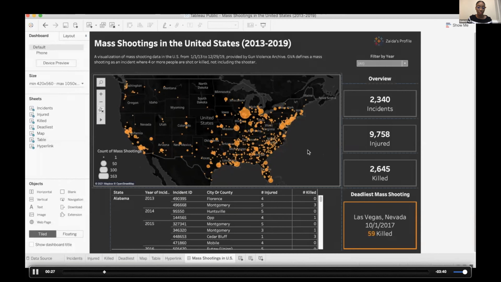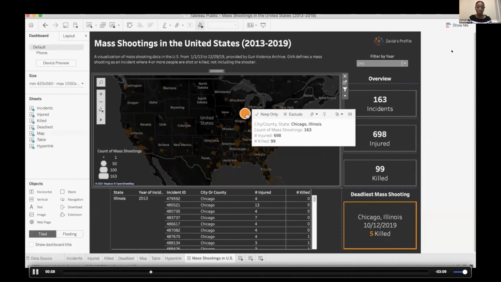If you take a look at the map, you can see that each orange dot represents a city where 1 or more mass shootings occurred. According to the legend here, the larger the dot, the more mass shootings that occurred in that location. There is one large dot that stands out on the map, and when you hover over it, a tooltip pops up, and you can see that the large dot represents Chicago, Illinois. When I click on this dot, the rest of my dashboard will update and display information specific to this location.